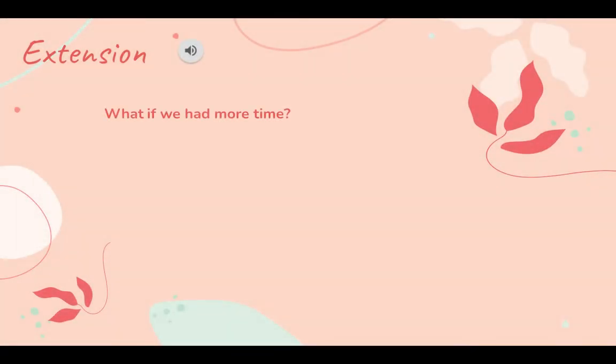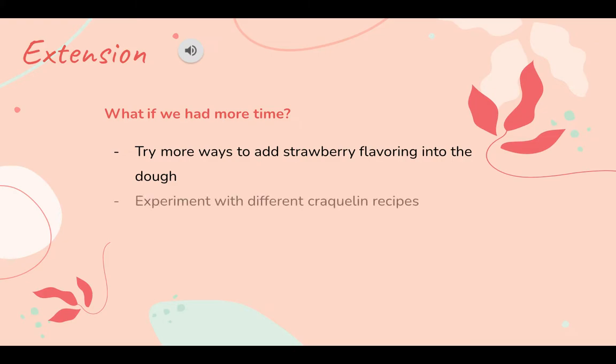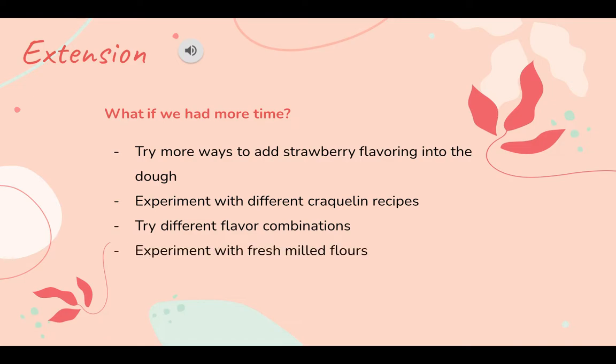If we had more time to experiment, we would like to try more ways to add strawberry flavor into the dough. We could scratch the sugar syrup and freeze-dried strawberry powder and use strawberry extract instead. Or we can try and make the pâte à choux matcha flavored instead of strawberry flavored. We also could experiment with different crackling recipes and see which variations of those recipes give us the best results. We also would try different flavor combinations and experiment with fresh milled flours.